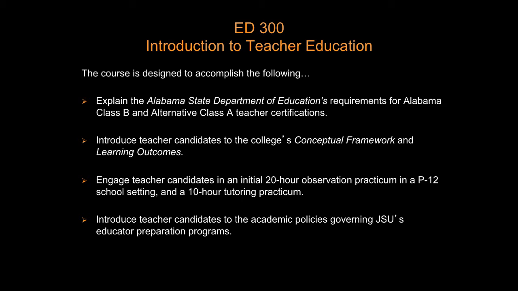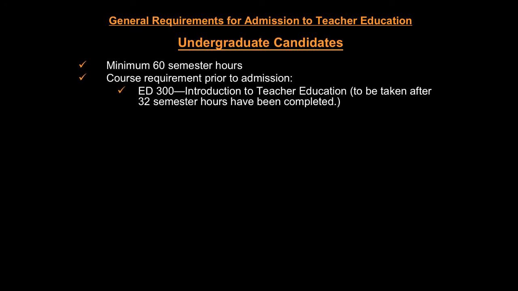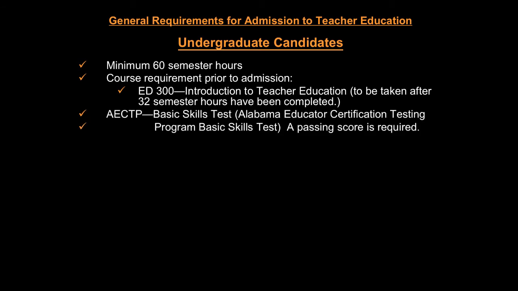In the next slide, slide 4, we will look at all of the requirements for admission to teacher education, and there are several. First, you must show a minimum of 60 semester hours on your transcript. You must take and pass the ED 300 course. You must take and pass the AECTP, Alabama Educator Certification Testing Program Basic Skills Test. I don't know what I'm going to do if the name for this test continues to get longer.